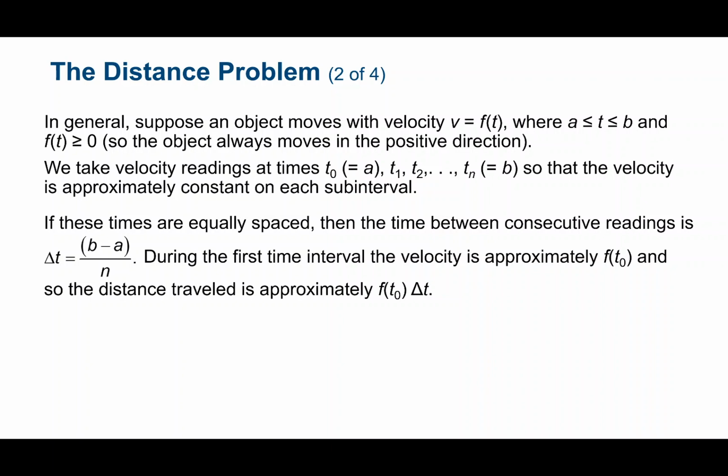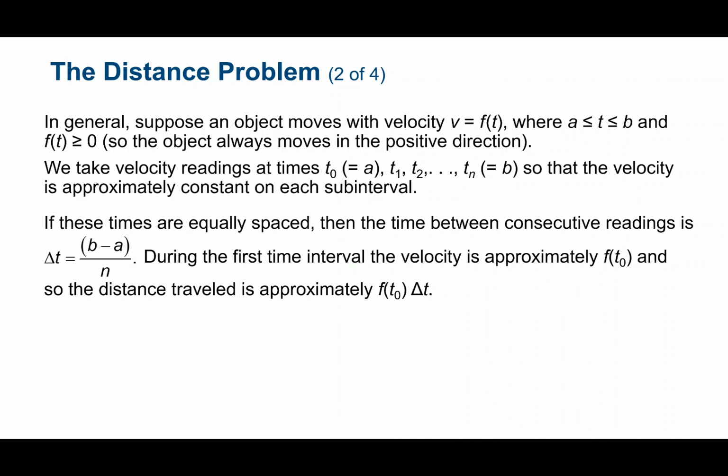Here's another way of writing this stuff down. We'll say v is f of t, so a function of time. And then we're going to let t go from a to b, so our starting time a and our ending time b. Here we do need to specify that our velocity has to be in a positive direction every time. It starts causing an issue if we let some of our velocities be negative.